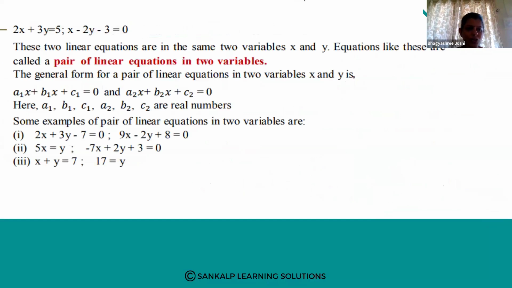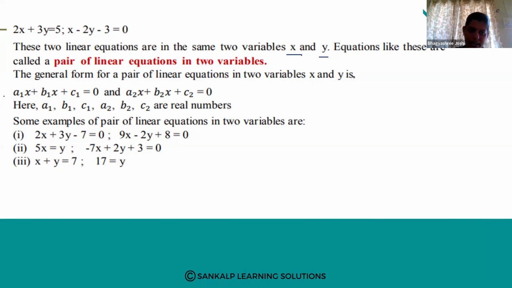2x plus 3y is equal to 5. x minus 2y minus 3 is equal to 0. These two are the equations. These two linear equations are in the same two variables x and y. Equations like these are called a pair of linear equations in two variables. I have just told you the general form of a pair of linear equations in two variables x and y.